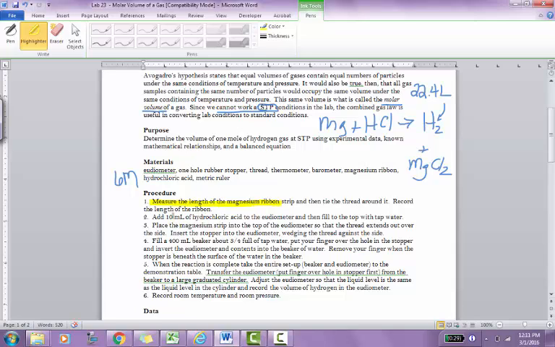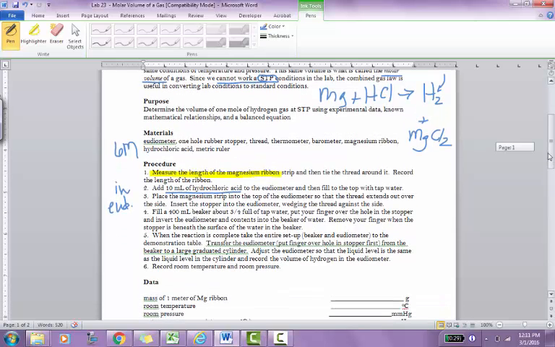The 10 milliliters of hydrochloric acid that you see in step 2 can be measured directly in the eudiometer. You do not need a graduated cylinder. You can measure it right in the eudiometer. And it does not have to be exact. 10 milliliters, if you have 9, that's fine. If you have 11, that's fine too. We just don't need much more than 10 milliliters.